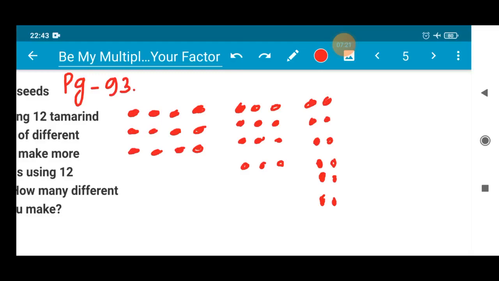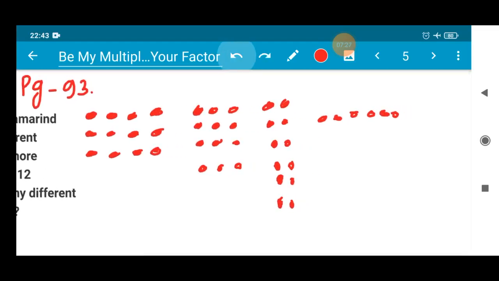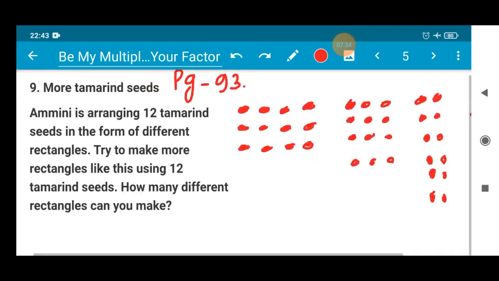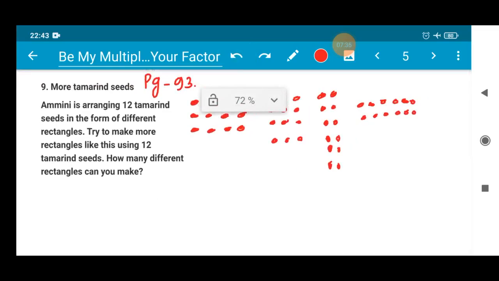Absolutely. Okay, this shape can be turned like this: 1 2 3 4 5 6, 7 8 9 10 11 12. So even here you can see this is a rectangle. So this many shapes can be made using these 12 tamarind seeds. Okay, so I hope you people will enjoy. You people can try further by making rectangles using the 12 tamarind seeds.